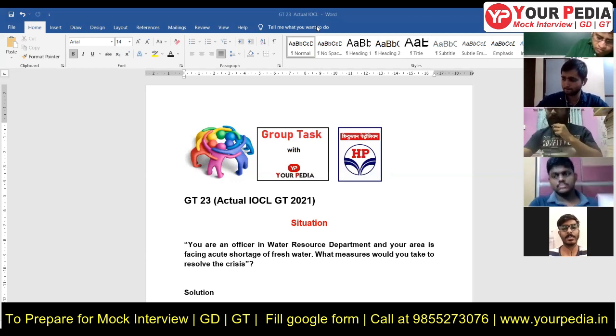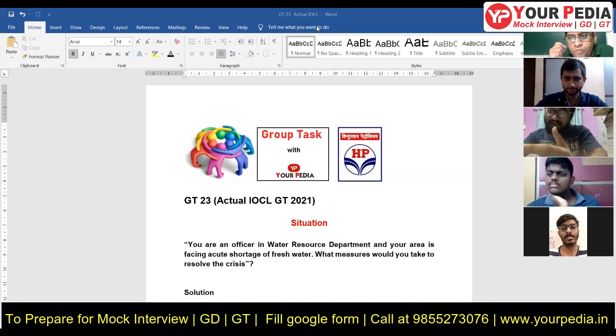Good evening, everyone. Today, I want to take the opportunity to share the group task that is given to us. I'm an officer, or we are officers in the water resource department, and we are facing an acute shortage of water in the area. What are the measures or steps that we as officers or as the area manager could take in order to mitigate this, or to fulfill the shortage as soon as possible.